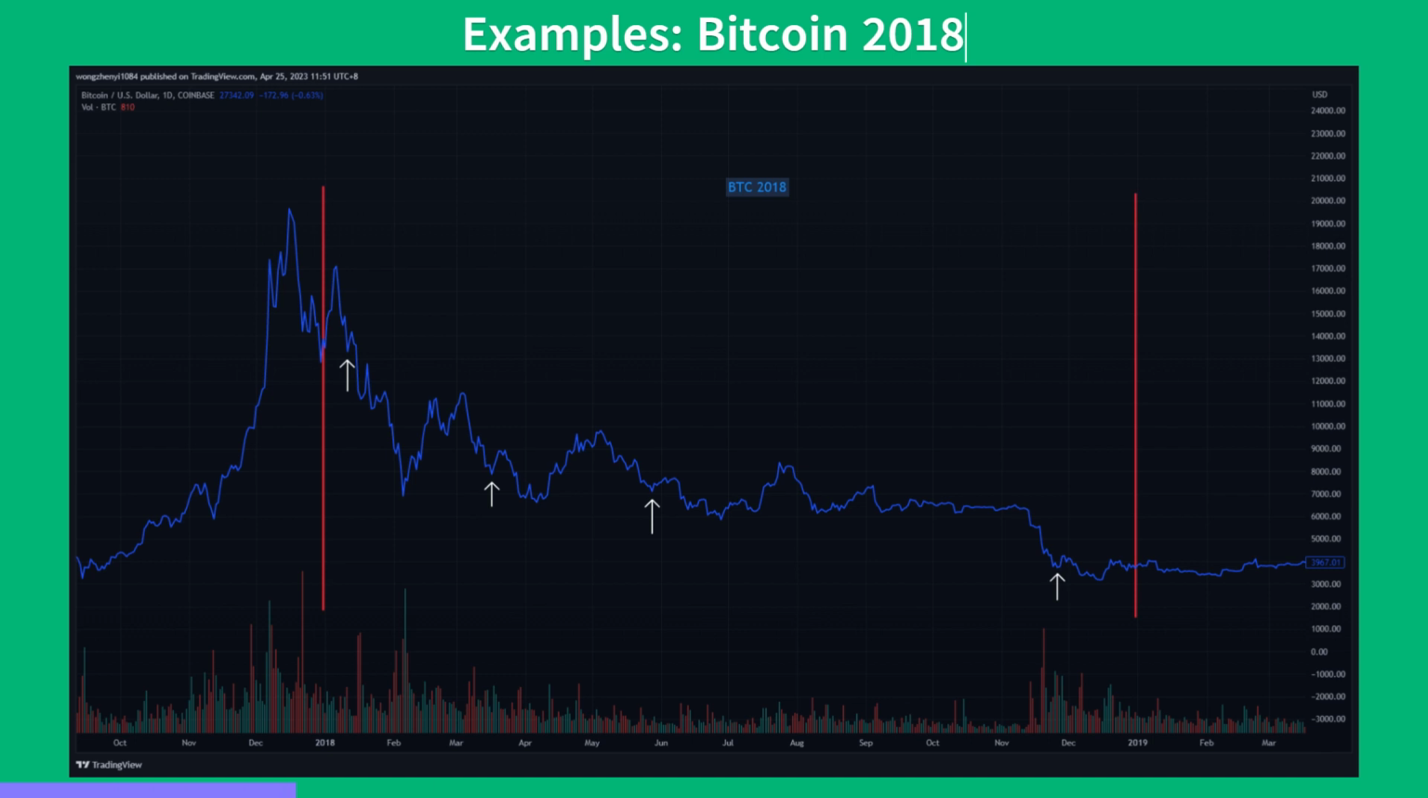Bitcoin is a cryptocurrency that reached its all-time high of nearly $20,000 in December 2017 before crashing to below $4,000 in November 2018. Along the way, Bitcoin had several dead cat bounces that fooled many investors into thinking that it was recovering. However, each bounce was followed by a lower low, confirming that the bear market was still in effect.